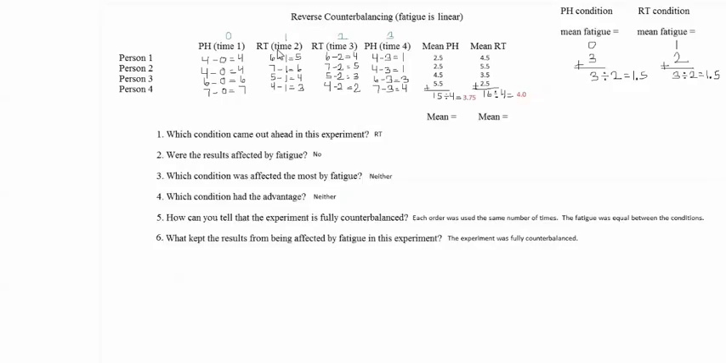So what I wanted you to do was first fill in ratings for all 4 columns. So I filled in 4, 4, 6, 7, 6, 7, 5, 4, these ratings and these ratings. I subtracted all of the time 1 ratings by 0 right here.